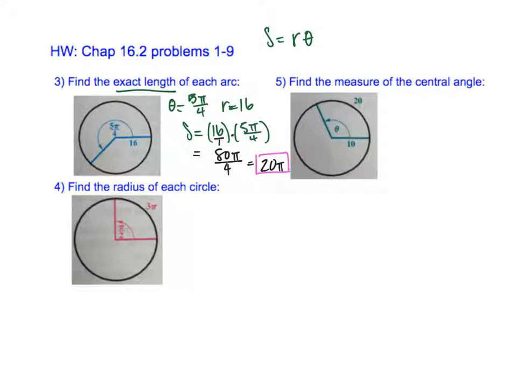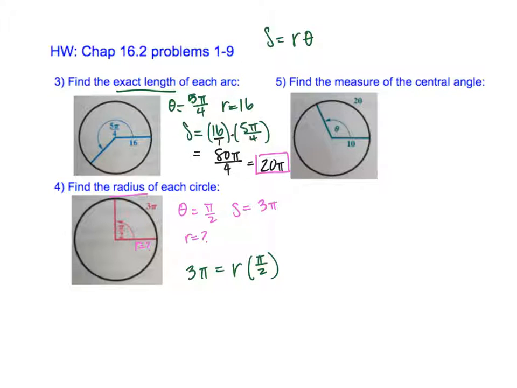The next one is asking to find the radius. So we're trying to find this length here. We're given that the angle is pi over 2, the arc length is 3 pi, and we need to find the radius. Let's plug into the formula what we know. We know the arc length and we know the angle. So this would be 3 pi equals r times pi over 2.